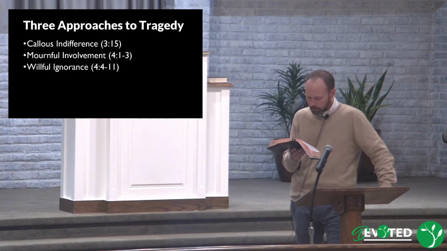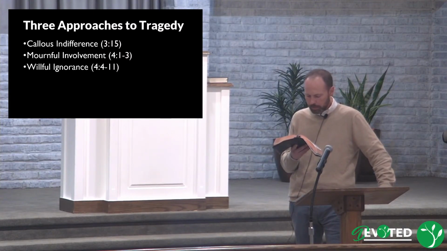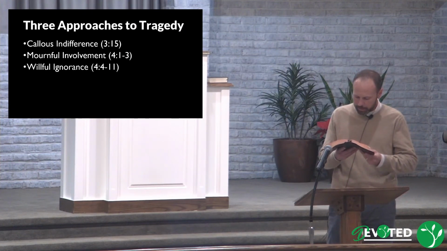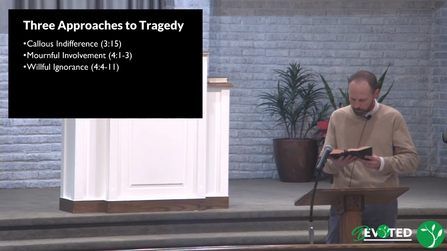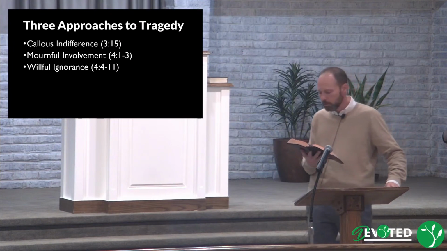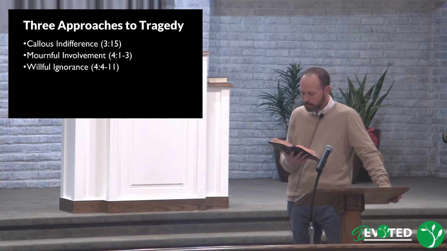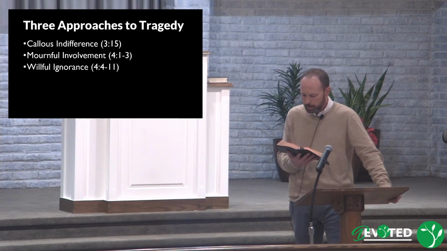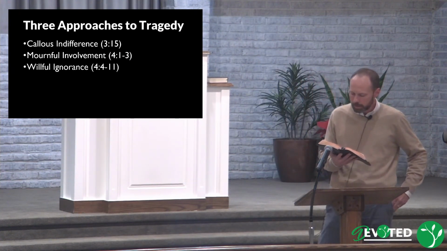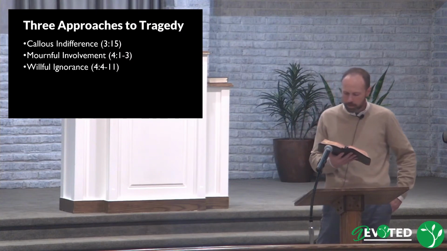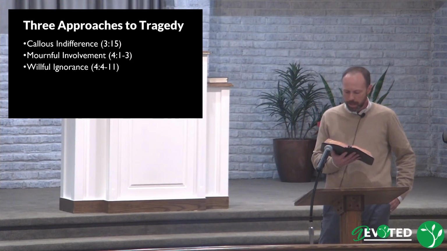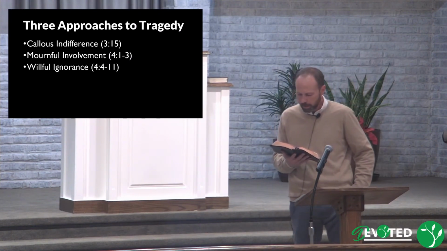Hathach went out to Mordecai in the open square of the city in front of the king's gate, and Mordecai told him all that had happened to him and the exact sum of money that Haman had promised to pay into the king's treasuries for the destruction of the Jews. Mordecai also gave him a copy of the written decree issued in Susa for their destruction, that he might show it to Esther and explain it to her and command her to go to the king to beg his favor and plead with him on behalf of her people.